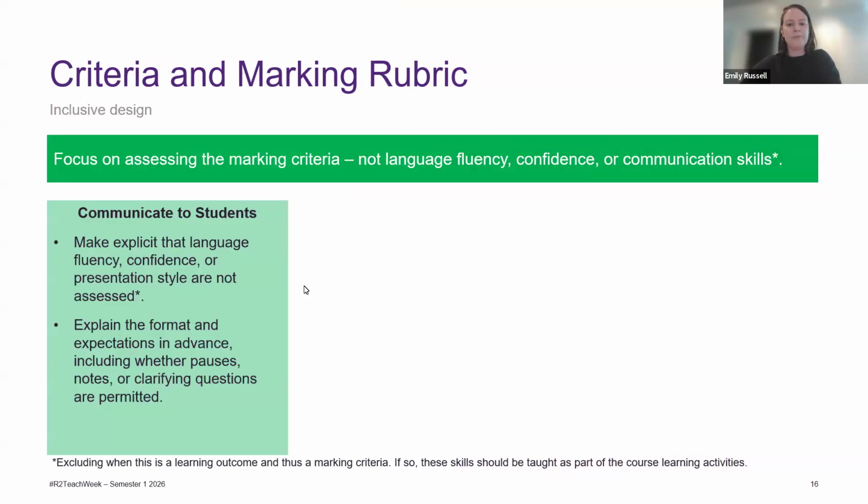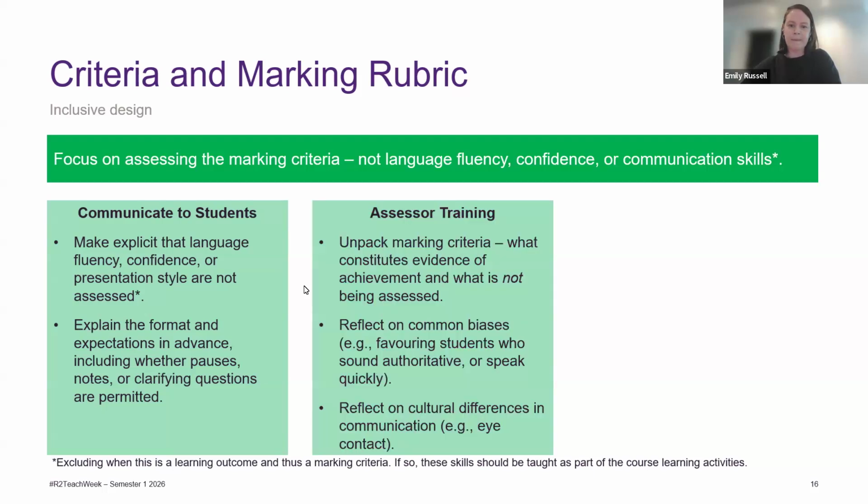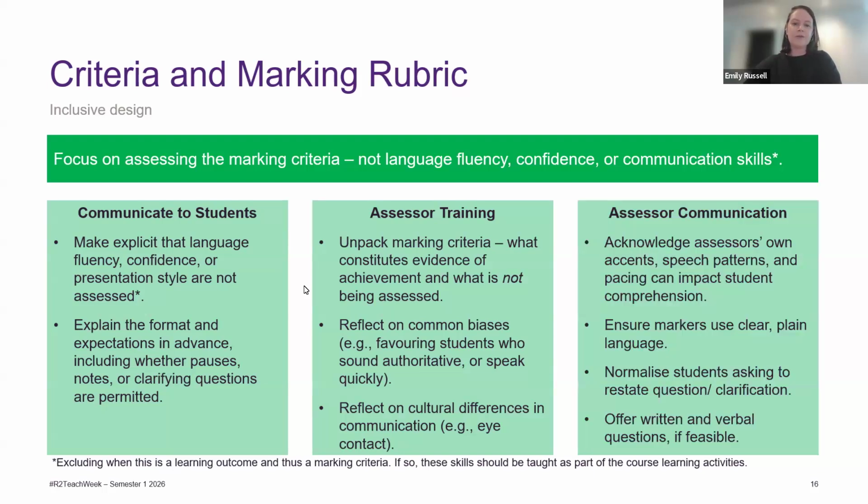So instead, focus on how well they can articulate their knowledge and make it clear to students what they're being assessed on. You might review the rubric and the marking criteria in class with them. Do some training with your marking team and really unpack what the criteria mean and what constitutes good evidence. It's also a good idea to normalize with both your teaching team and your students that it's okay for students to ask questions, to ask for questions to be restated or for clarification in the interactive oral.